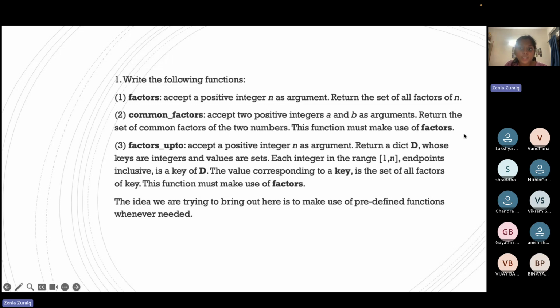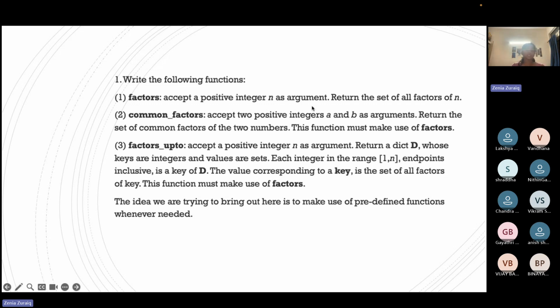This function should make use of factors. So in this function, you should call factors. And factors_upto accepts a positive integer n as an argument, and it returns a dictionary whose keys are integers and values are sets. Each integer in the range 1 to n, inclusive, is a key of D. The value corresponding to a key is the set of all factors of that key.